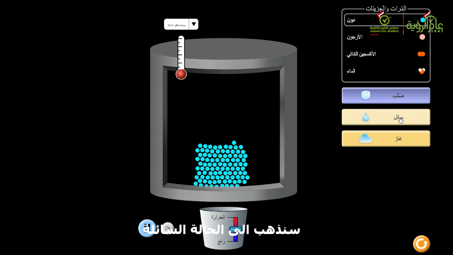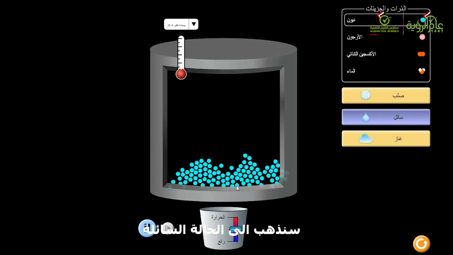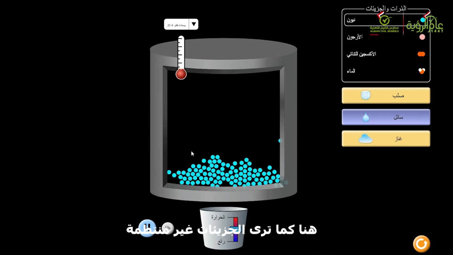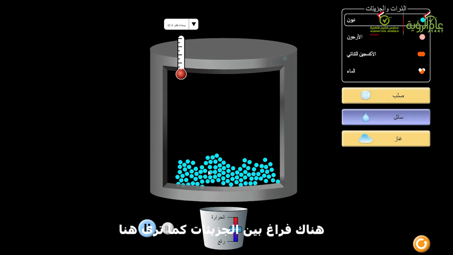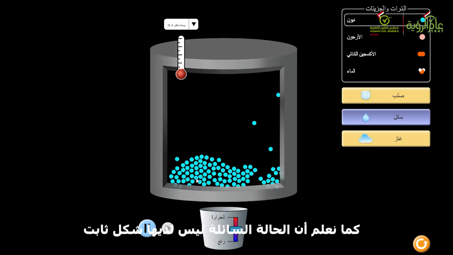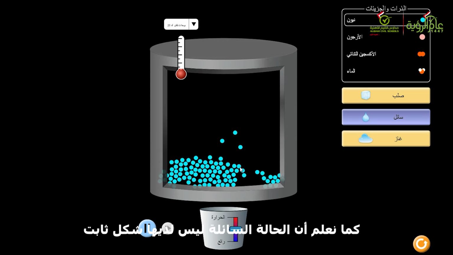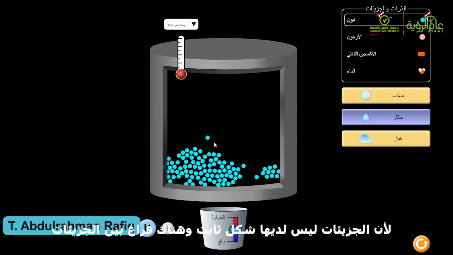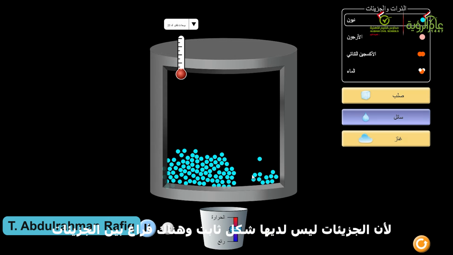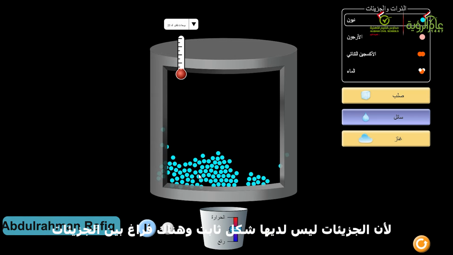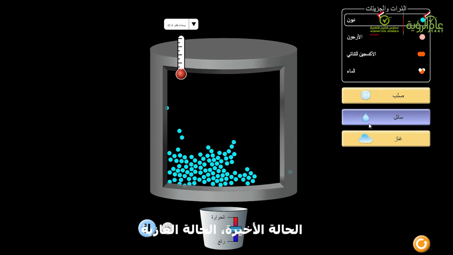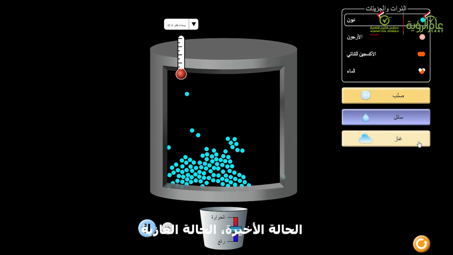We will turn to the liquid state. Here, as you see, the particles are unarranged. There is a space between the particles, as you see here. As we know, the liquid state has no fixed shape because the particles are unarranged and there is a space between the particles. The last one, the gas state.